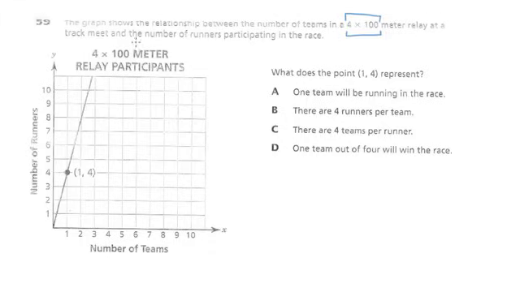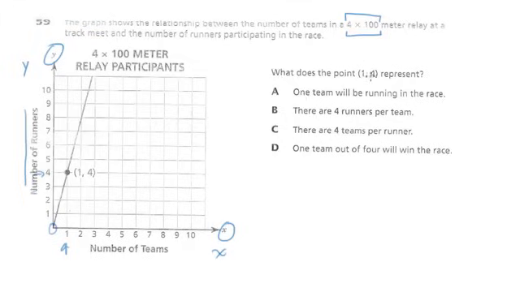Okay, so they're at a track meet, and the number of runners participating in the race. Okay, so the number of runners is on your y-axis right here, and your number of teams is on your x-axis right here. So if there is 1 team, there will be 4 runners. Does that make sense? If there are 0 teams, there will be 0 runners right here at the origin. So just one thing to note, this is a proportional relationship because it shows a straight line going through the origin.